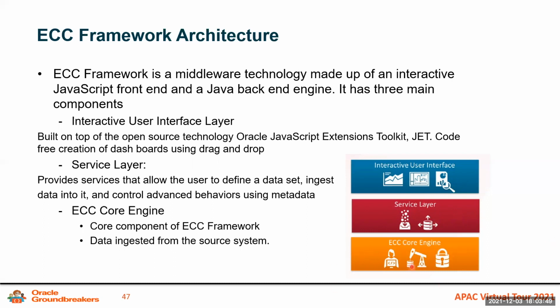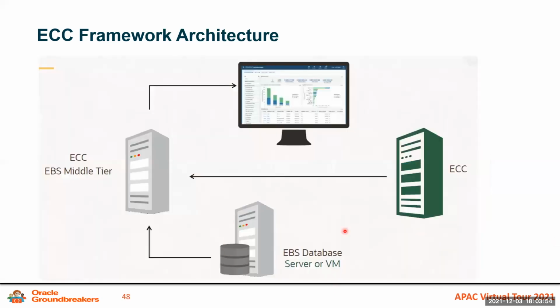So the way it works, let me go to the next slide. We have the Oracle EBS database, this is the application tier, and this is the ECC. You can either install the ECC on the existing middle tier, or you can have a separate box depending on your application size. The only prerequisite is that ECC has to be installed on a Linux server. If your application server is not a Linux box, then you have to have a separate box for ECC.